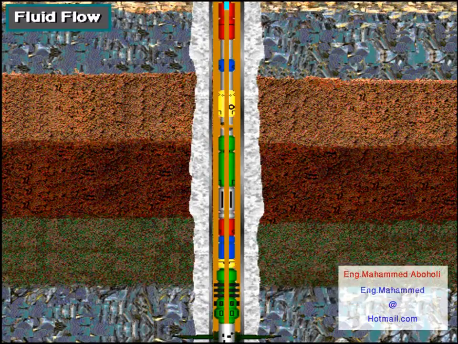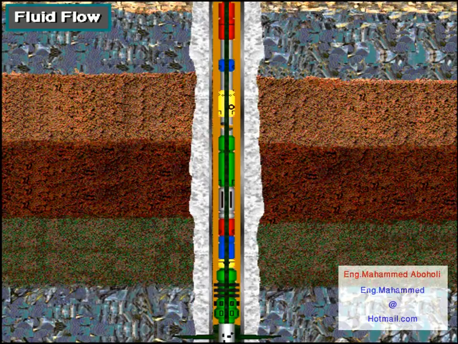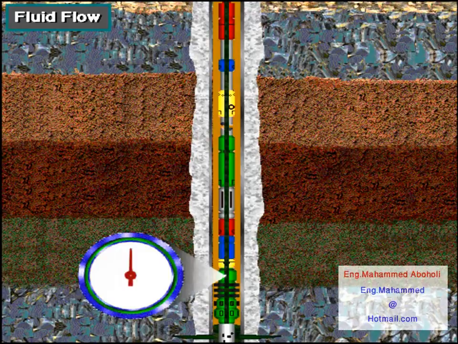With the ports open in the DST tool, formation fluids flow. They push any drilling fluid in the hole below the packer into the tool. Then, they flow up the tool and the drill string to the surface. The test crew first lets the well flow for a short time to clear out the drill stem. They then shut in the well for a time to allow pressure to build.